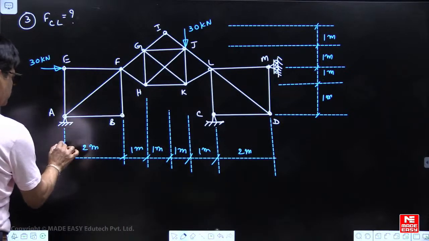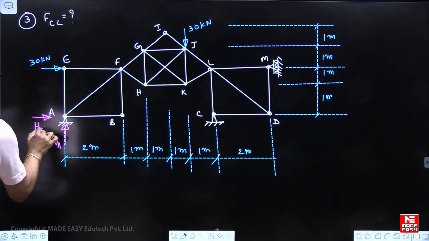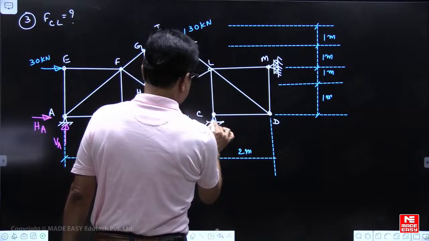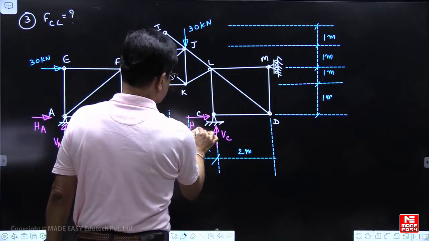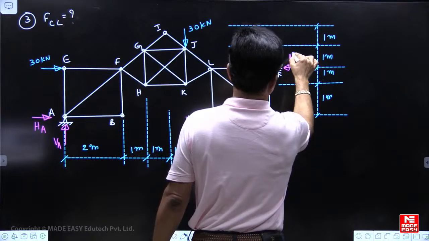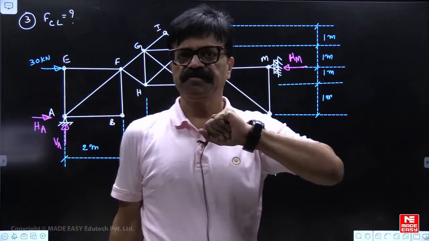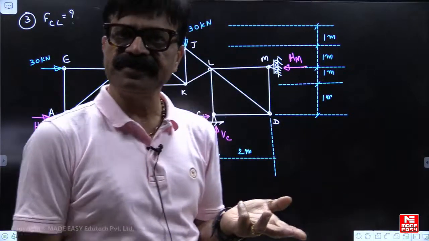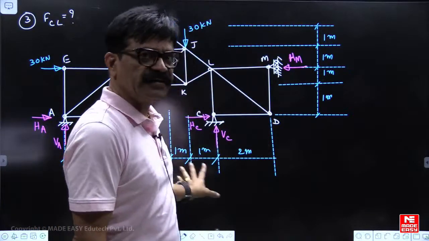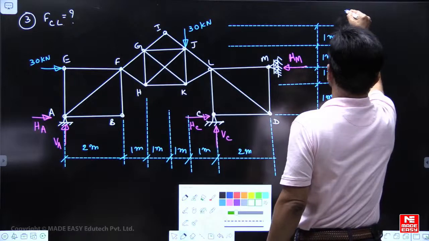There is a support here, VA, HA, here, VC, HC, then here, HM. So 1, 2, 3, 4, 5 reactions are there, but we have only 3 equations of equilibrium. So we have to use method of sections 2 times to find all the reactions. This is the first thinking.